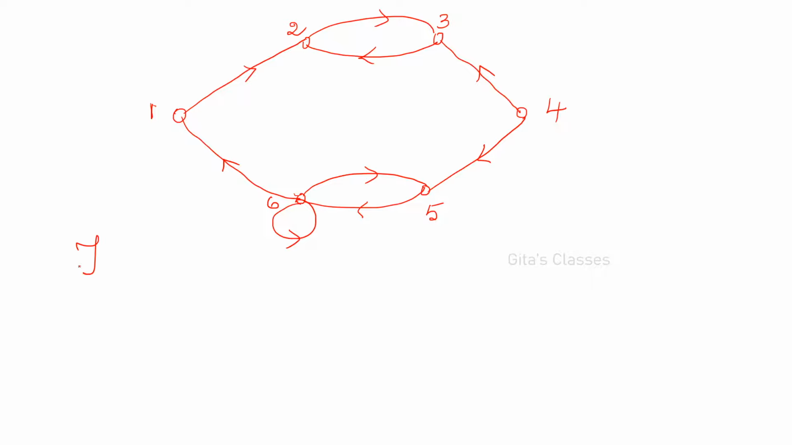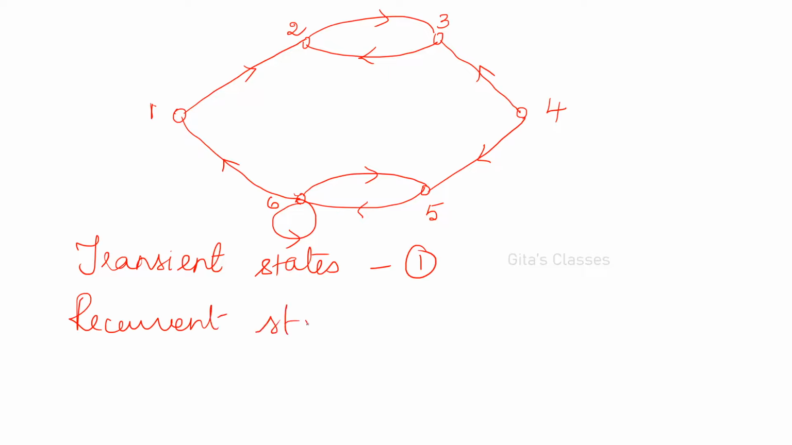Let us write all transient states and let us check for all the nodes. So 1 is a transient state, and recurrent states also we'll see. From 2 you can go to 3, and from 3 you can come back to 2. Right? So 2 is a recurrent state. What about 3? From 3 you can go only to 2. Right? From 2 you can definitely come back to 3. Therefore 3 is a recurrent state.